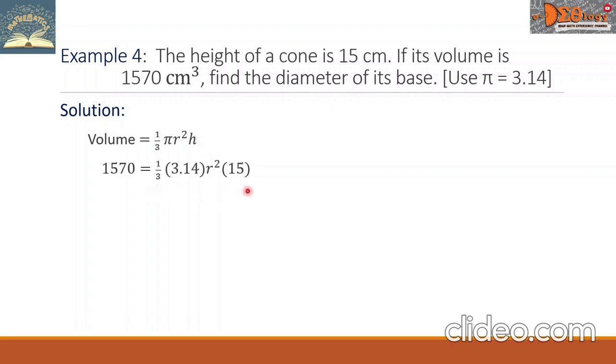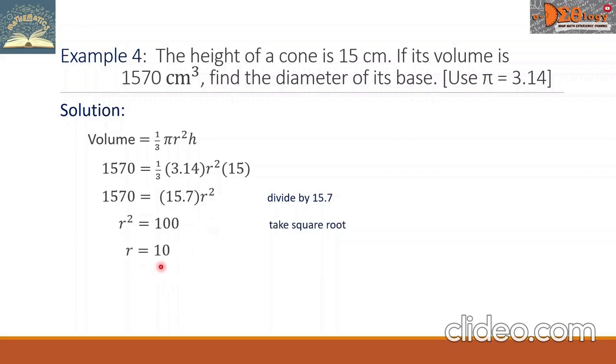On the right side, we can simplify the numbers. 1/3 of 15 is 5. 5 times 3.14, we will get 15.7, and this is multiplied by r squared. We divide this equation by 15.7 to get r squared. So r squared equals 100. We need the r or the radius. Simply, we take the square root of both sides. Therefore, r equals 10 centimeters. In the problem, we need the diameter. So we multiply this by 2. Therefore, diameter equals 20 centimeters.